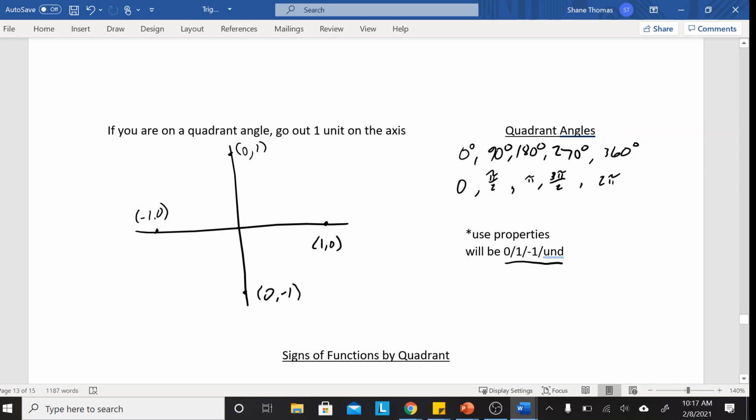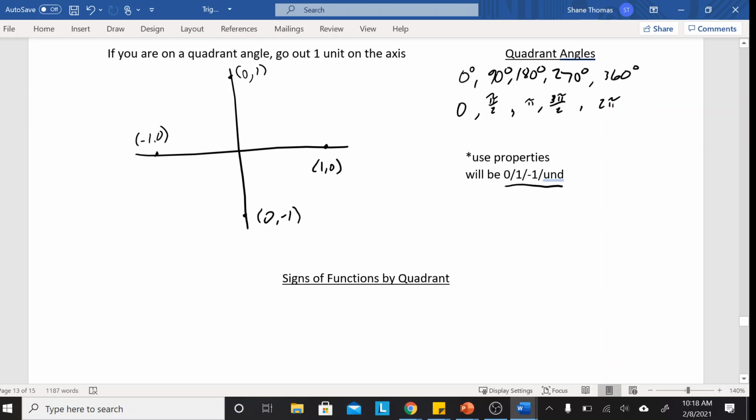It'll be 0 if you get 0 over top of a 1. It'll be undefined if you'd have 1 over 0, for instance. Those are just kind of the funky ones, the special cases. All right, so that's what happens at our quadrant angles.